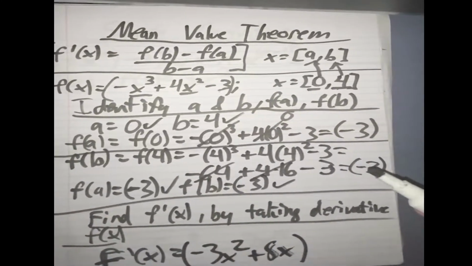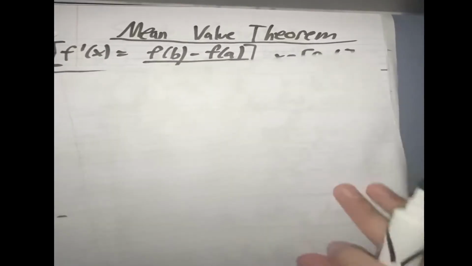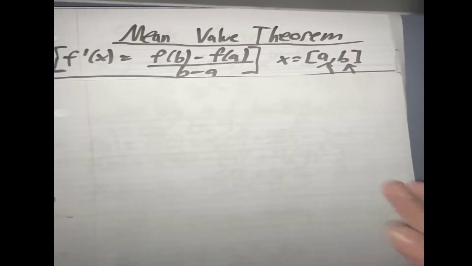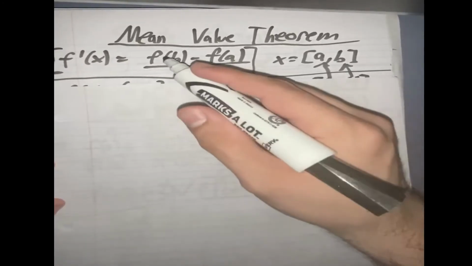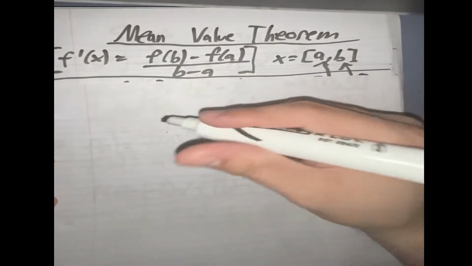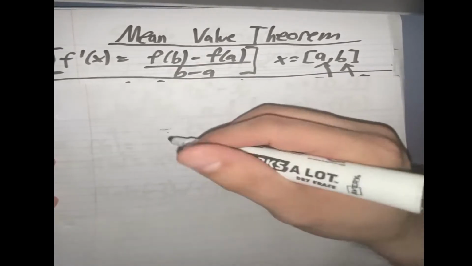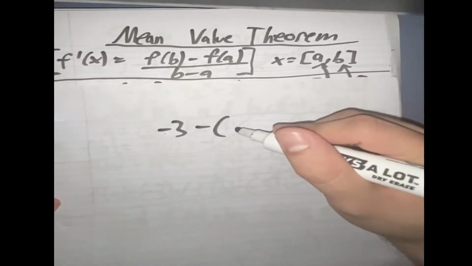So the next step would be to plug this all into the formula for the mean value theorem, which is what I'm going to do right here. We're going to plug in our f of b, which was -3. So we're plugging into the formula right here: -3 minus f of a, which was also -3.